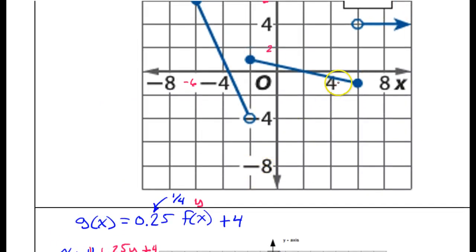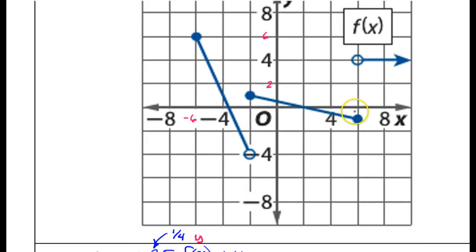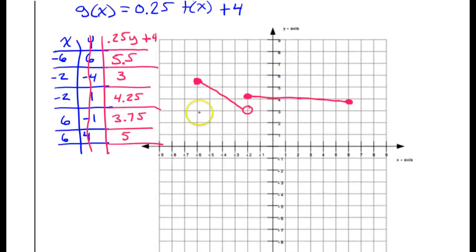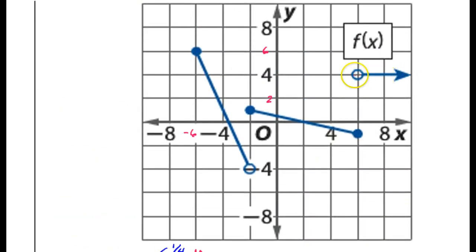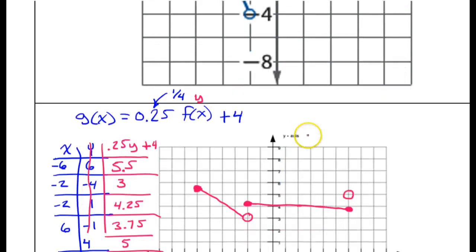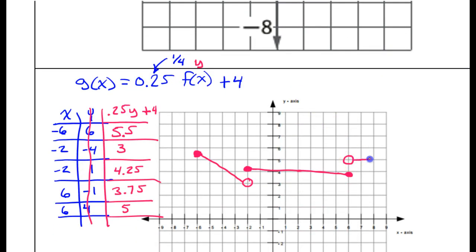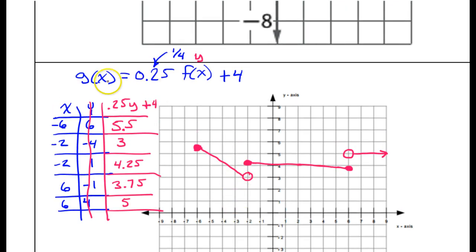Okay. Now, the last point is an open circle. So this is going to be 6, 5. So 6, 5 is an open circle. And this last piece is a horizontal line going to the right. Okay, so this is what the function would look like after we did these two transformations. So here's the first answer.